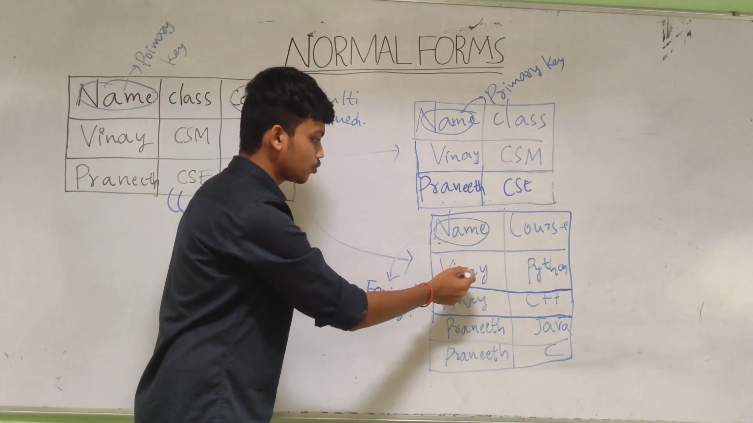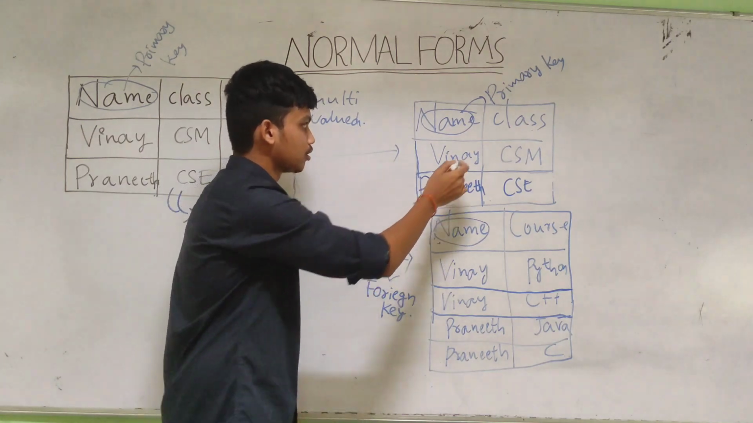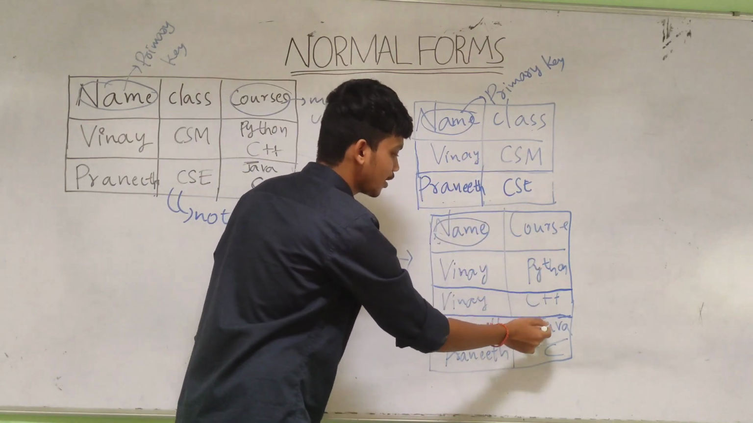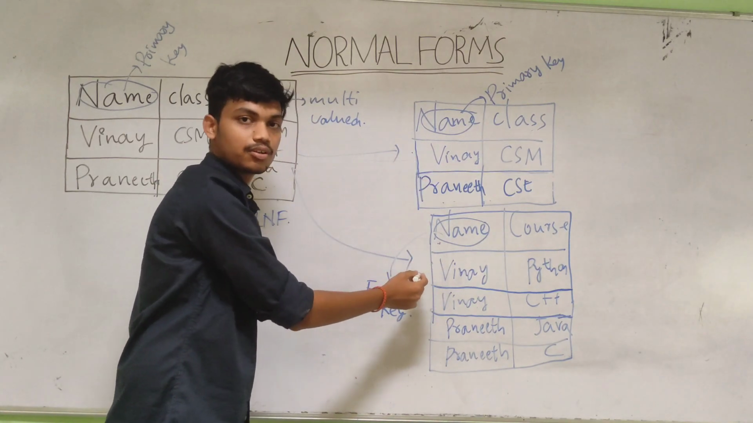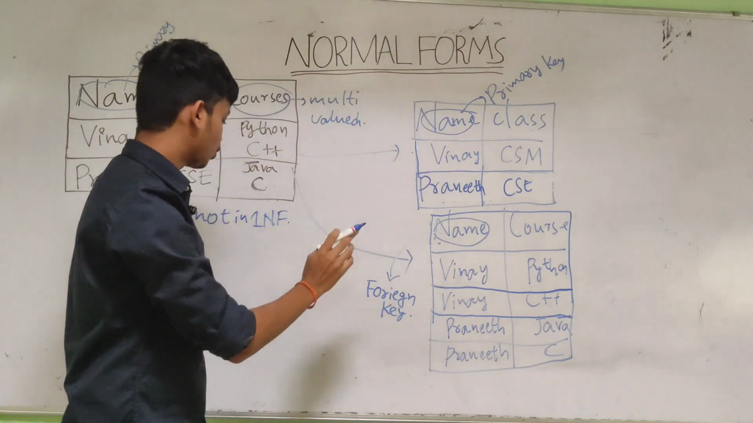Now if you look at these two tables, there is no multi-valued attribute. The multi-valued attribute has become a single-valued attribute. So now these two tables are in 1NF. Like this you should remember. Now note it down.